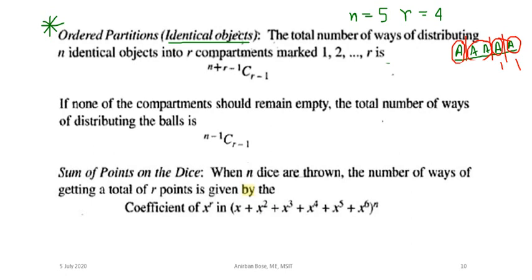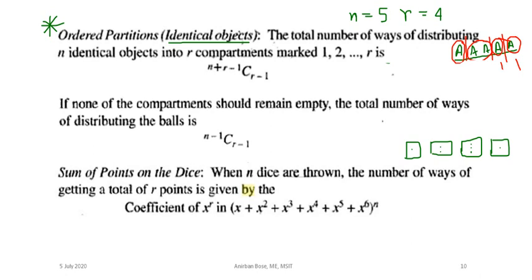Okay, so that means suppose there are 3 dice. If the 3 dice are thrown, suppose one face is showing 1, another is showing say 2, another one is showing say 3, okay, and another one suppose is showing also 1.